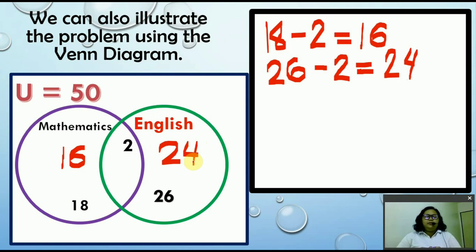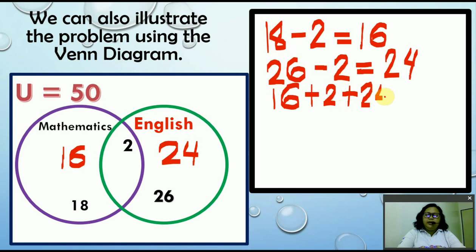Okay. So, for our last question, how many students who took neither mathematics nor English subject? So, how are you going to solve for that? So, first, you're going to add 16 plus 2 plus 24. Pag natutan na po natin, yun po ang isusubtract natin sa 50 para malaman po natin kung ilang students po ba ang hindi nagtitake ng math at hindi po nagtitake ng English subject. So, ilan po yan? 16 plus 2 plus 24, that is 42.